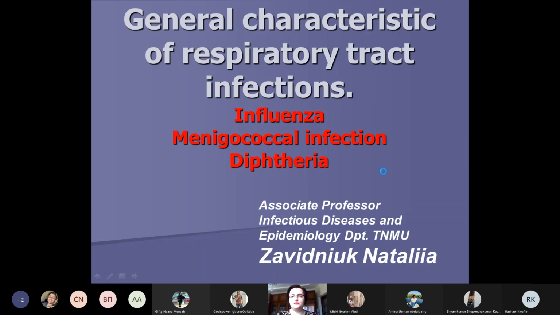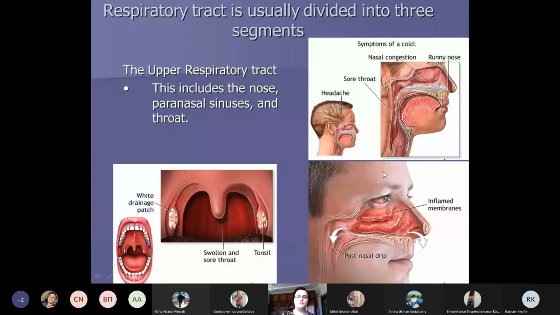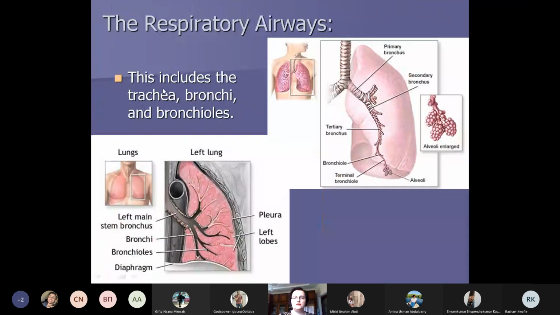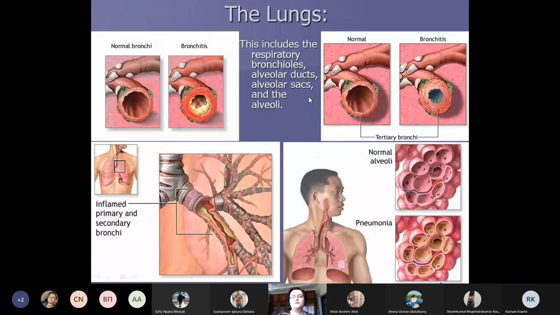In general, now we will remember the anatomy of the respiratory tract. As you see, the upper respiratory tract includes the nose, paranasal sinuses, and throat. The respiratory airways include the trachea, bronchi, and bronchioles. The lungs include respiratory bronchioles, alveolar ducts, alveolar sacs, and the alveoli.